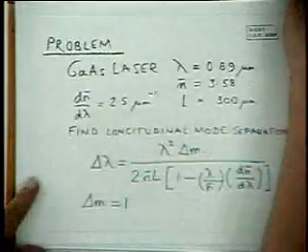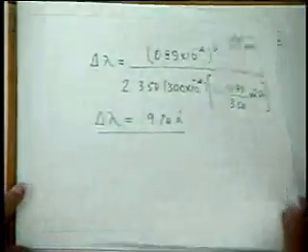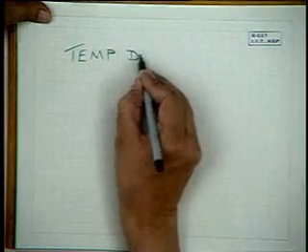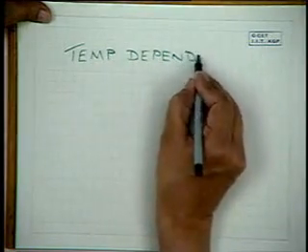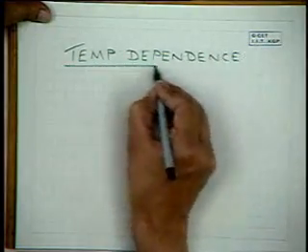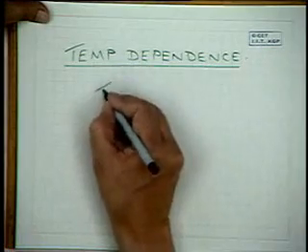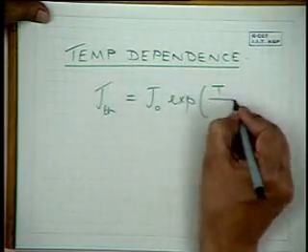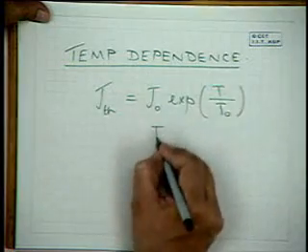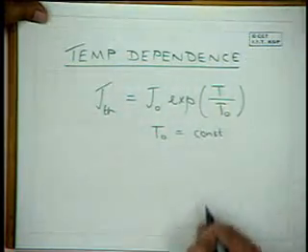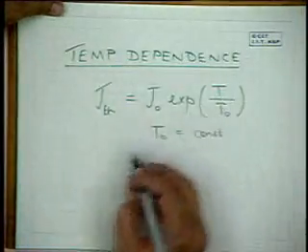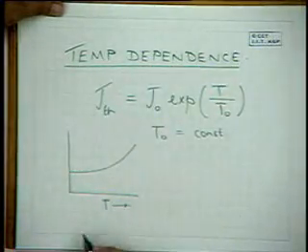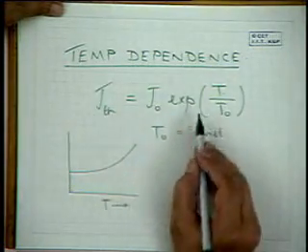Right. Next topic is, I have not talked about the temperature dependence of the threshold current. It turns out that the threshold current J_TH is given by J0 exponential T by T0, where T0 is some constant. So the threshold current increases with increase in temperature, like that, and we do not want this. This is undesirable.